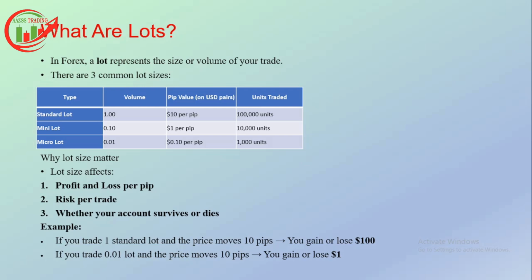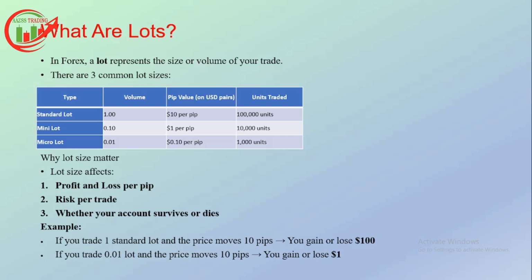Now let's look at the example below. If you trade one standard lot and the price moves 10 pips, you gain $100, or you lose $100. You understand that? If you trade with 0.1 lot and the price moves 10 pips, you gain or lose $1.